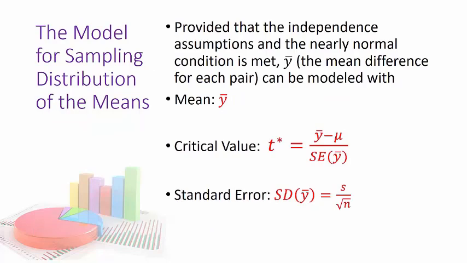So let's go ahead. We're going to do a t-test, and the model that we're using, I'm going to just use y bar. You might see d bar. Whatever symbol floats your boat. The main thing is this is the mean of the differences. This is the mean of the differences, all right? And critical values are calculated the same way as before. The standard error is calculated the same way.